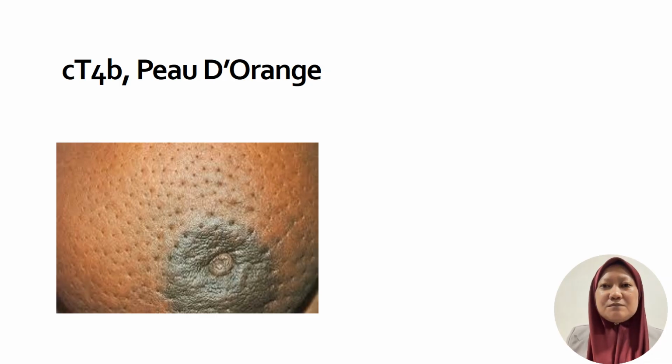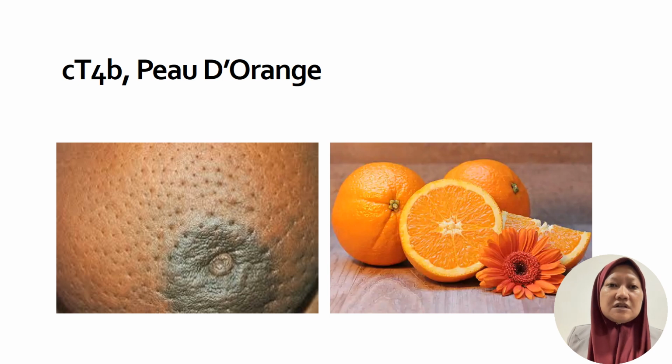Take a look at this picture. Can anyone identify the problem presented here? Yes, there is an abnormality on the skin that looks like the peel of an orange. That's why we call it peau d'orange. This appearance indicates an advanced disease, and if a patient presents with this condition, she is at least stage 3 disease.